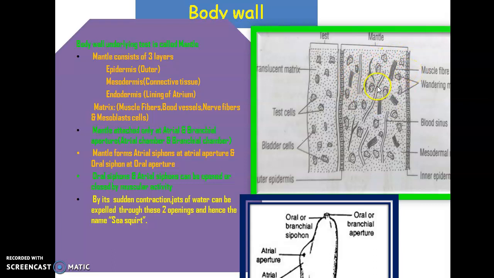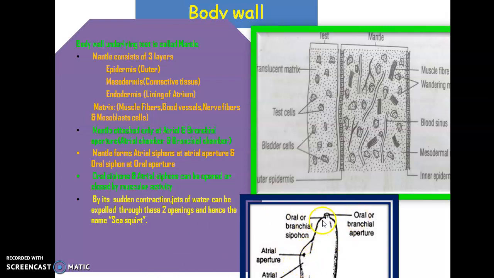Now come to the matrix. This matrix is composed of different types of cells. What are they? Muscle fibers, blood vessels, nerve fibers, and neuroblastic cells. All these 4 different types of cells can be seen in the matrix of the body wall of Ascidia. So what is the peculiarity of this mantle in the body? The mantle is attached to only two regions: one at the oral or branchial aperture, and the other at the atrial aperture.